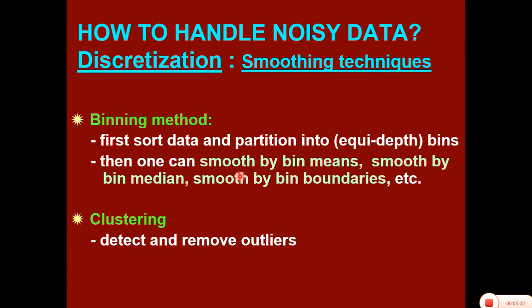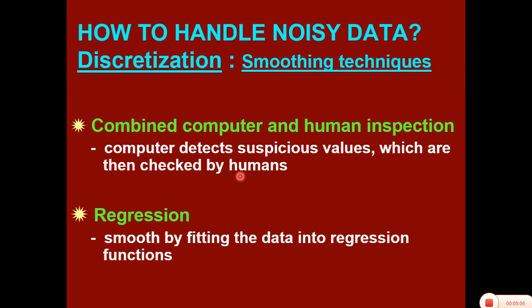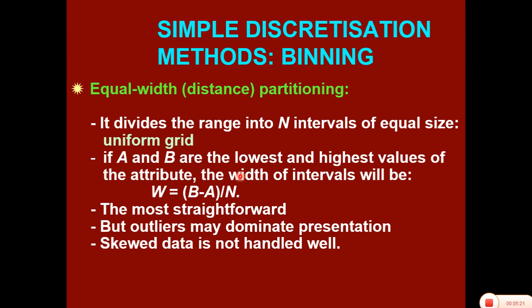The second one is clustering, where you are supposed to detect and remove the outliers. Another technique for handling noisy data is combined computer and human inspection. Here the computer detects the suspicious values, which are checked by a human. And regression smooths by fitting the data into a regression function.